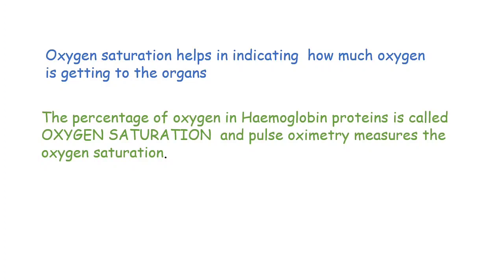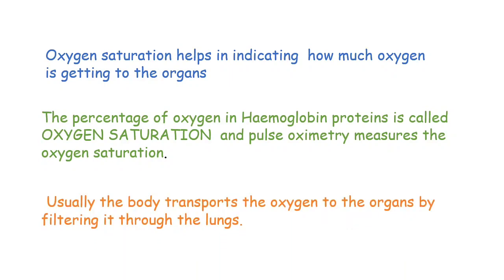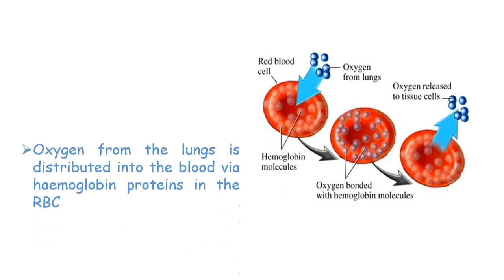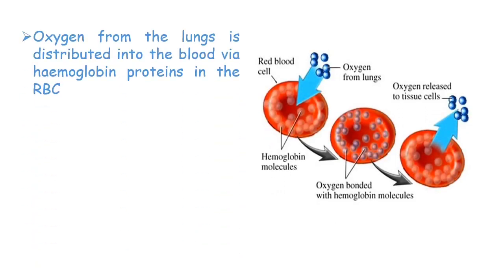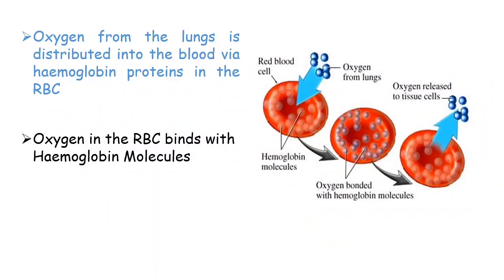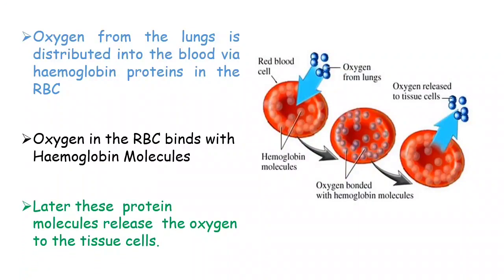The percentage of oxygen in the hemoglobin proteins is called the oxygen saturation, and pulse oximeter measures the oxygen saturation. Usually, the body transports the oxygen to the organs by filtering it through the lungs. The oxygen from the lungs is distributed into the blood via hemoglobin proteins in the RBC. The oxygen in the RBC binds with the hemoglobin molecules, and later these protein molecules release the oxygen into the tissue cells.